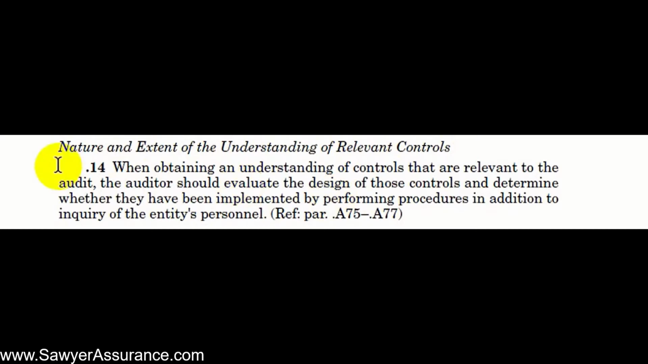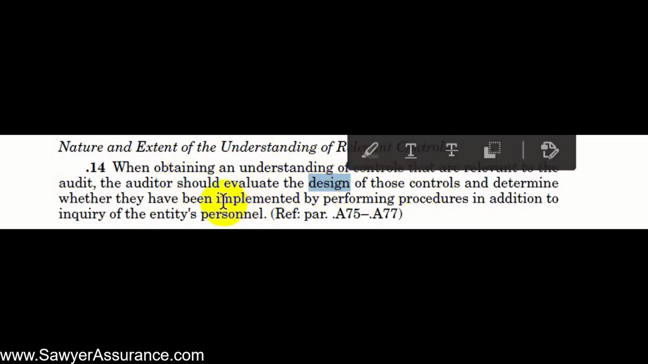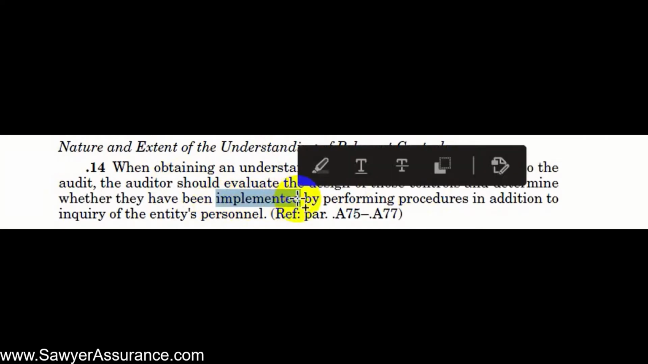And this is in AUC section 315.14. It says, when obtaining an understanding of the controls that are relevant to the audit, we should evaluate the design of those controls and determine whether they have been implemented by performing procedures in addition to inquiry of the entity's personnel. So we have two things that we have to learn about the entity's relevant controls: how they are designed, and also if they've been implemented. So that's two different things.